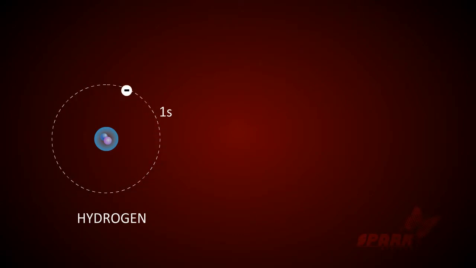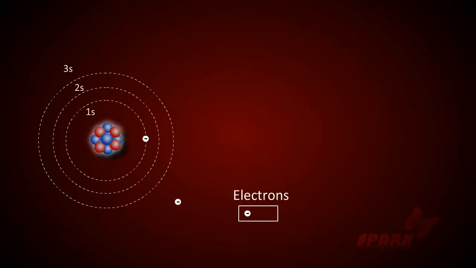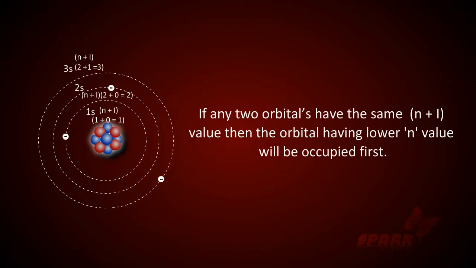In other words, the building up principle states that the incoming electron goes to the orbital which has the least n plus l value. If any two orbitals have the same n plus l value, then the orbital having the lower n value will be occupied first.